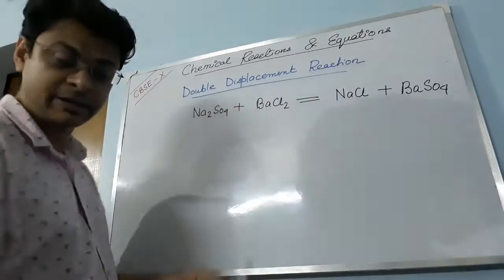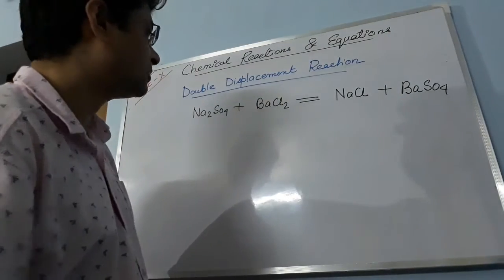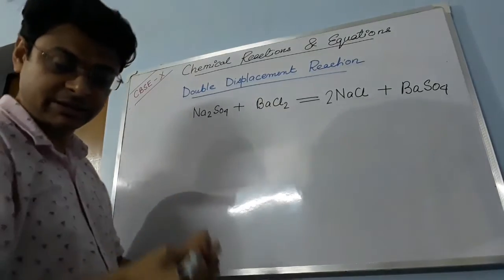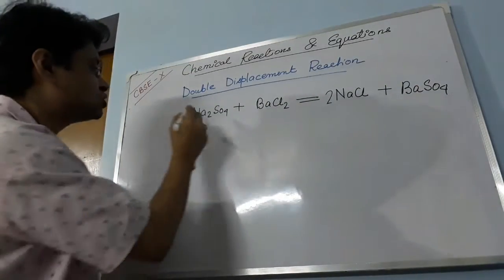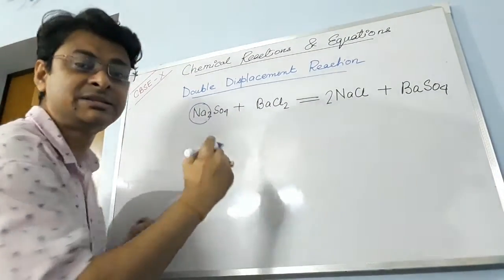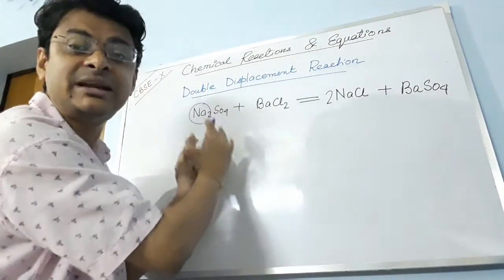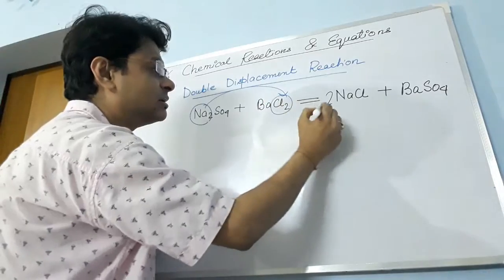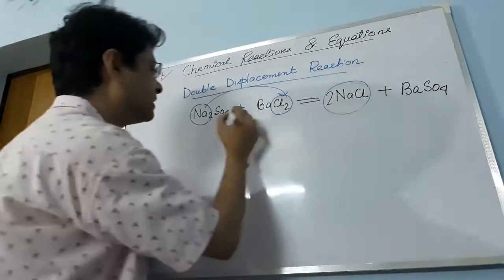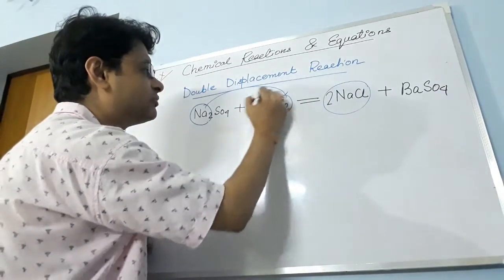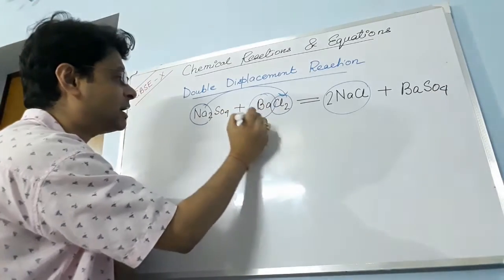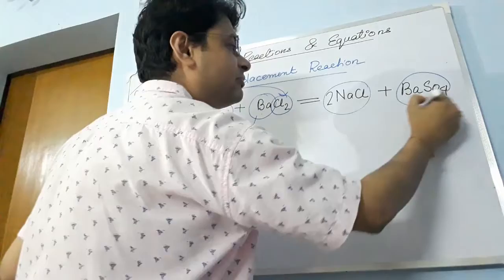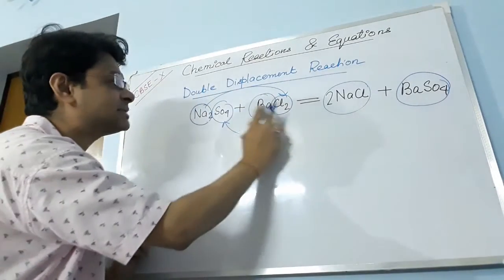That means, see, it will be 2. See what happens here. Sodium just exchanges the radical. Sodium takes this chlorine to form sodium chloride, and at the same time this positive part, the barium part, reacts with this part to form barium sulfate. So it exchanges the group.